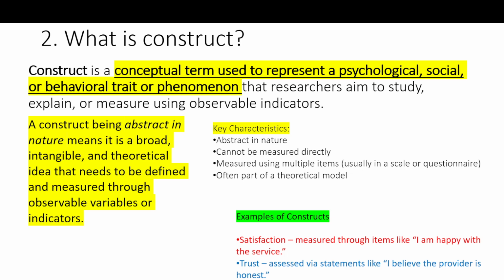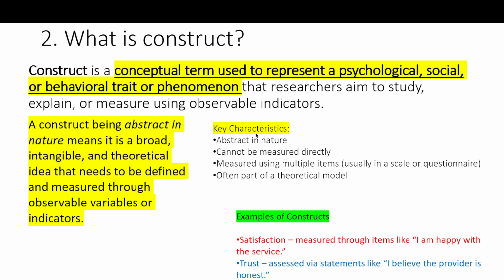Now see what is a construct. A construct is a conceptual term used to represent a psychological, social or behavioral trait or phenomenon that researchers aim to study, explain or measure using observable indicators. A construct, being abstract in nature, is a broad, intangible and theoretical idea that needs to be defined and measured through observable variables or indicators.